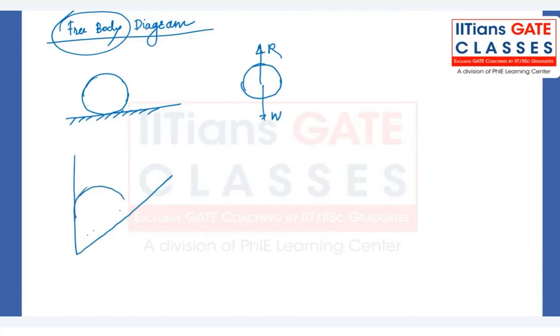Okay, this is the bar. This is the ball now. I'm keeping it on this kind of surface, which is at angle theta to the horizontal, and the block is again of weight W. So how will the free body diagram look?